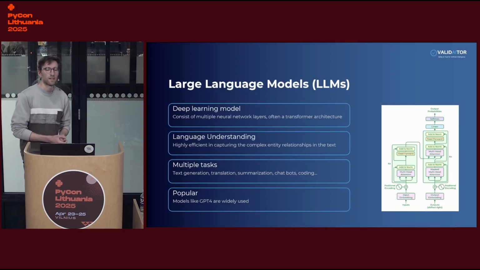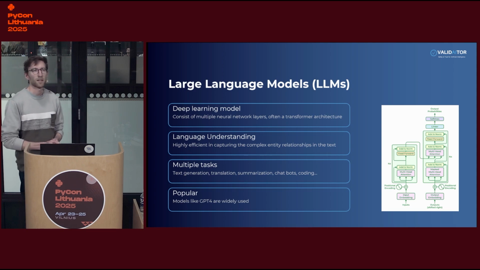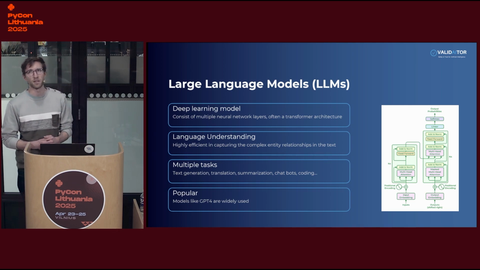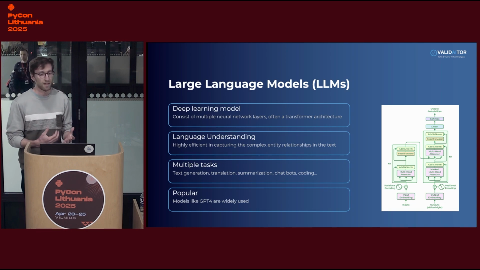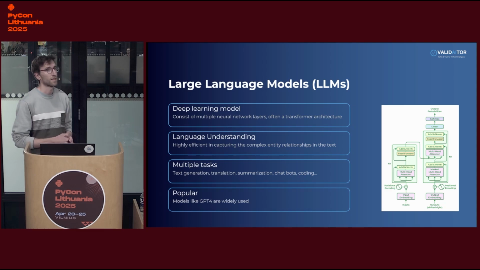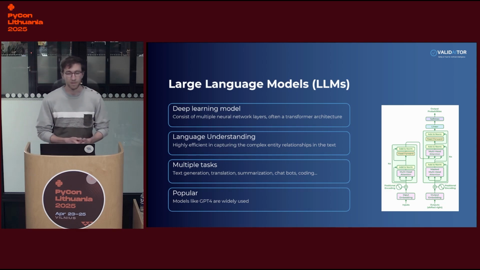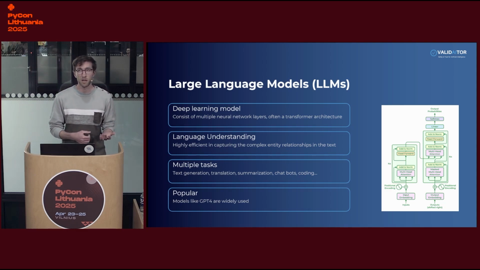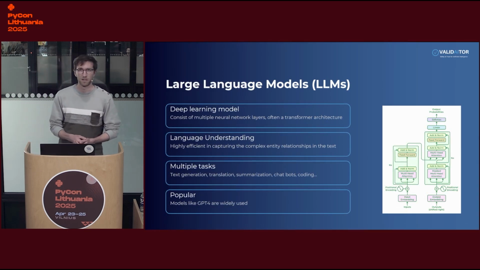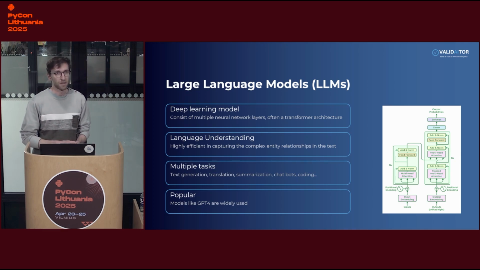Large language models are deep learning models, and they consist of multiple neural network layers. And often they use the transformer architecture, as you see on the right. They're very, very good in language understanding, especially when it comes to long text. They are capable of understanding the complex relationships within this text. And as you probably know, they are capable of multiple tasks, for example, text generation, summarizing, translation, coding. They are used in chatbots, and especially as ChatGPT was released, I guess everyone knows these models. I guess every one of you used an LLM either privately or at work.